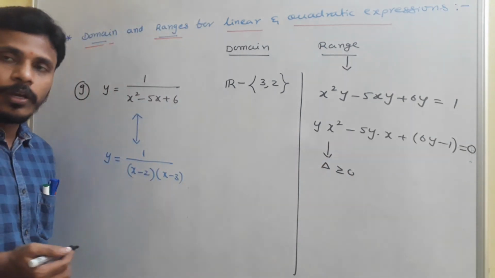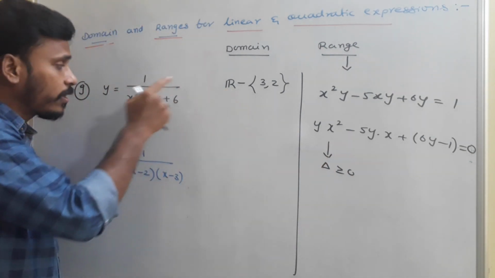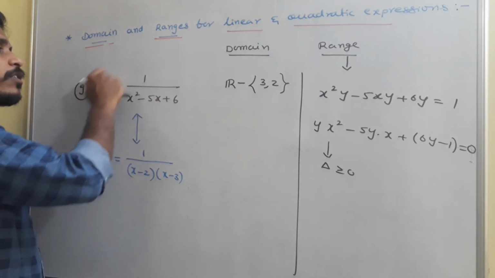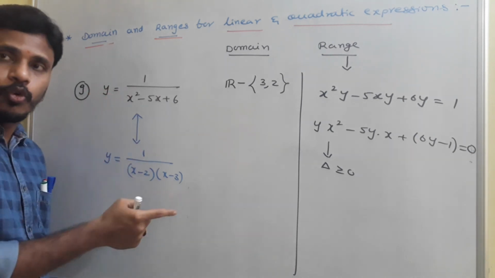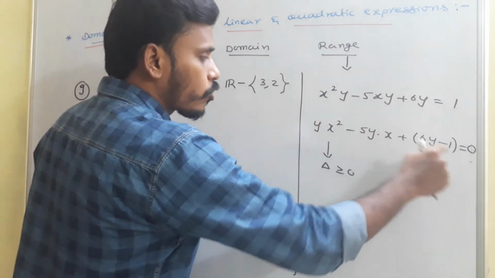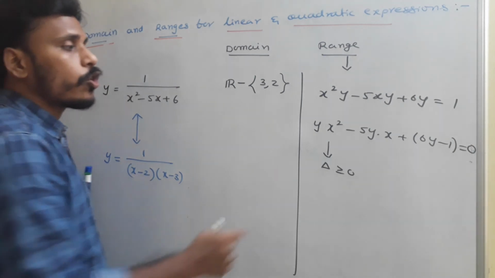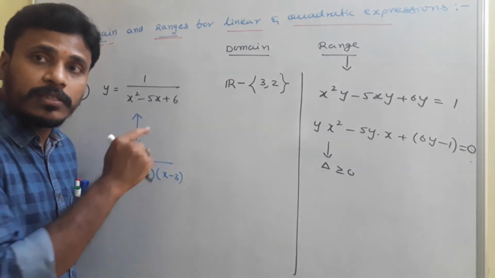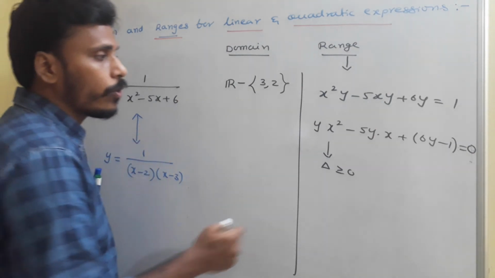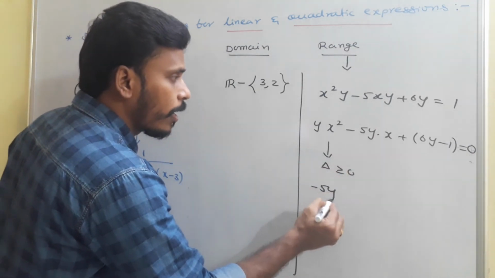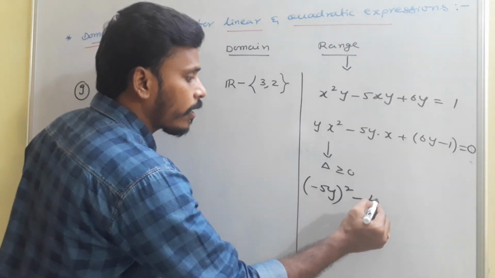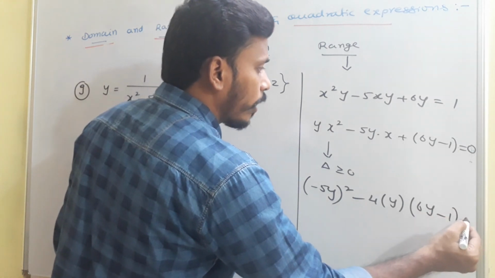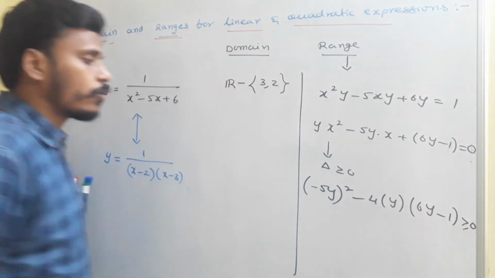Okay, if you take any real number in the place of x, for sure you will get y. That means y is equal to 1 by x square minus 5x plus 6 is always true. Since x is real, that means this equation has real roots. That means the discriminant of that equation is greater than or equal to 0. So the discriminant means what? Minus 5y whole square minus 4 into y into 6y minus 1 is greater than or equal to 0.